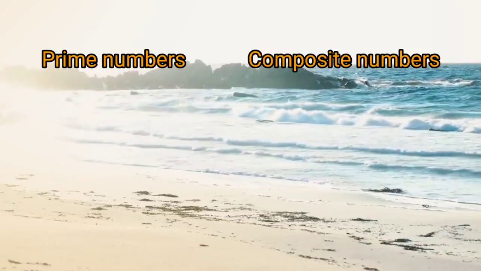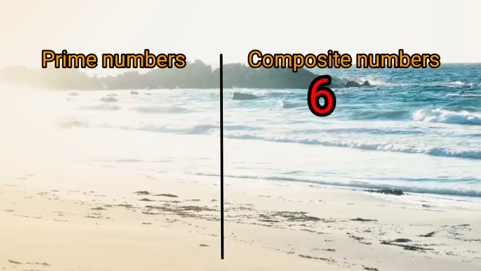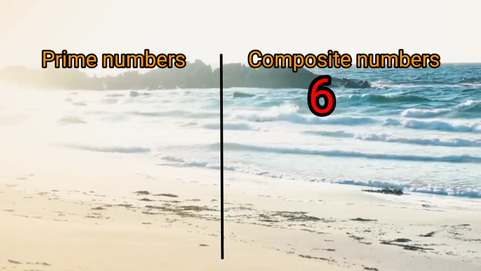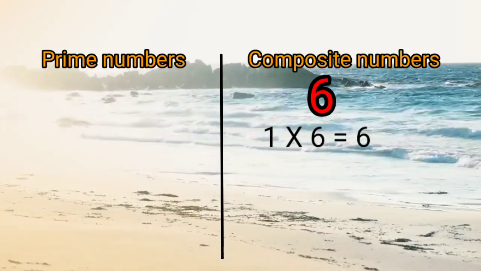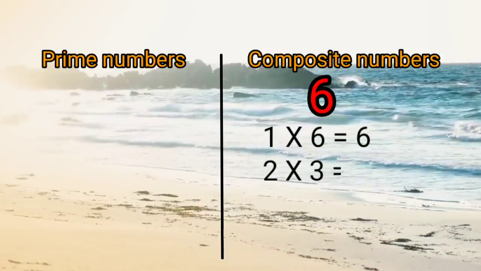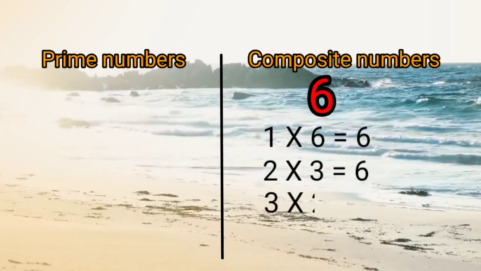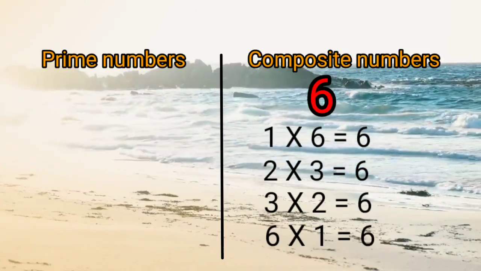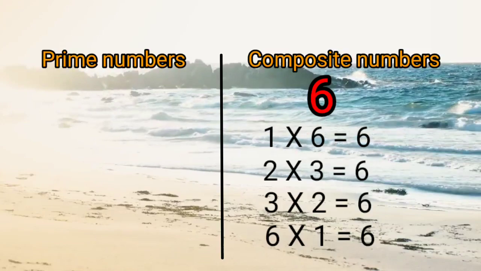Let us consider a small number, 6. Note that this 6 can be written as a product of numbers. I can write 6 as 1 into 6, because 1 into 6 gives me 6. Similarly, I can write the same 6 as 2 into 3. This same 6 can also be written as 3 into 2, and finally also as 6 into 1. So now there are 4 ways to write 6 as a product of two terms, that is, a multiple of two numbers.